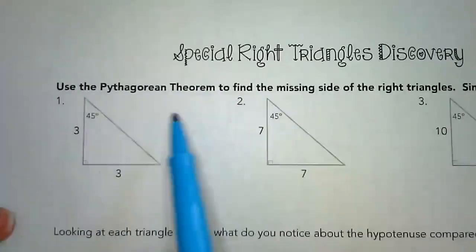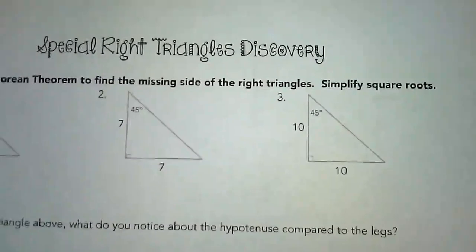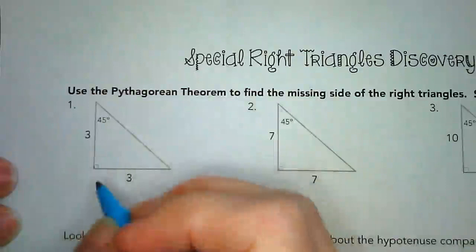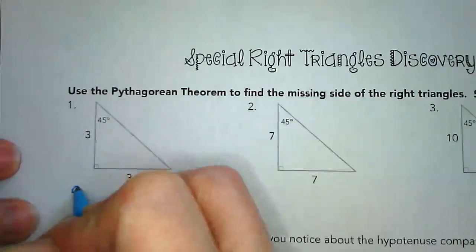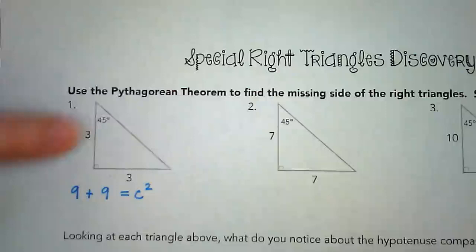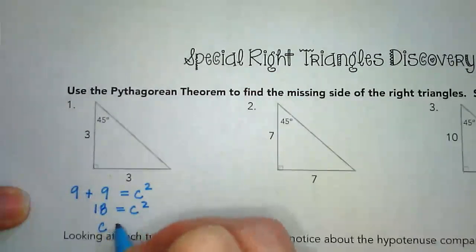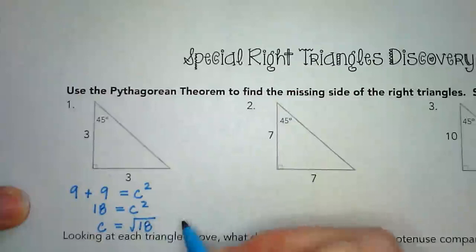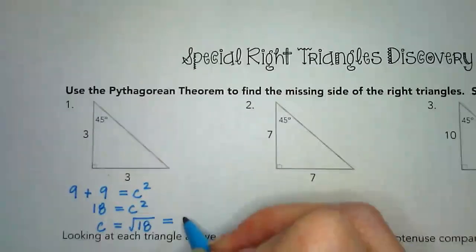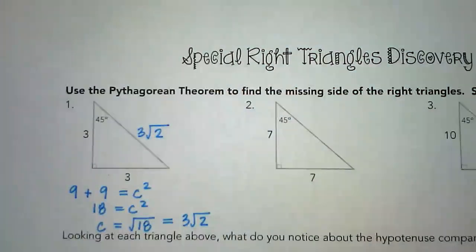Okay, so first up, use Pythagorean theorem to find the missing side of the right triangles and then simplify square roots. So we don't want decimal answers, we want square root answers. Thinking about Pythagorean theorem, 3 squared, which is 9, plus 3 squared, which is 9, equals c squared, because we know a and b. We're trying to figure out c. So 18 would be c squared, which means c is the square root of 18, which we can simplify to 9 times 2, so 3 square root of 2. So this side right here would be 3 root 2.